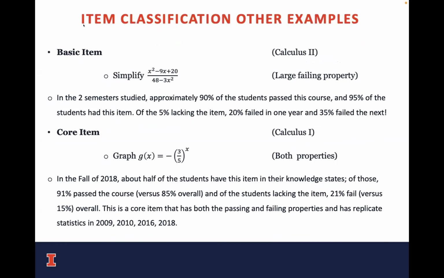Our placement exam goes up to placement in Calc 1, so there's no calculus on the diagnostic. This is now an example from Calc 2. They were not placed using the diagnostic, but they all had to take it because everyone has to take it. And this is a large failing property. Students who cannot simplify this, but somehow found their way into Calc 2, are much more likely to fail. So how do we make sure they go back and get their algebra up to speed?